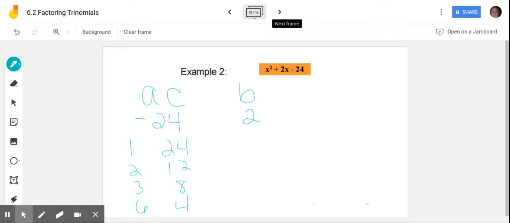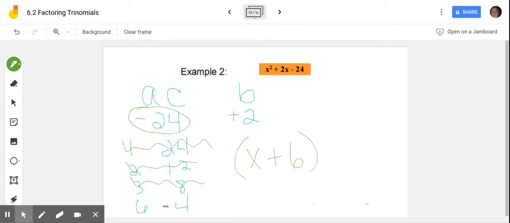Now, because we have a negative number, I know that one of my numbers has to be negative and one of them has to be positive. And when I add them together, I need a positive 2. Well, 1 and 24 isn't going to give me that. Neither is 2 and 12. Neither is 3 and 8. But 6 and 4 will. When I add them together, I need to get a smaller number and it needs to be positive, which means that the bigger number needs to be positive and the smaller number needs to be negative. So my answer is going to be x plus 6, x minus 4.